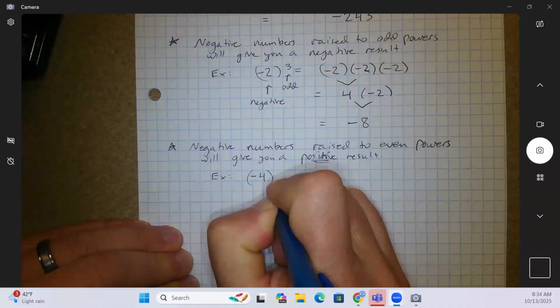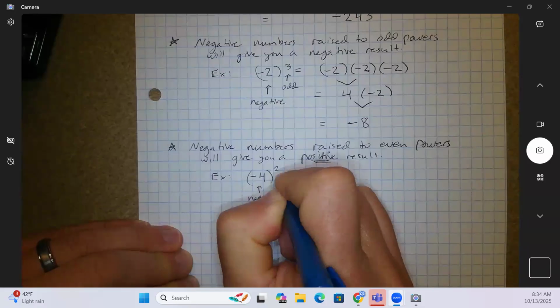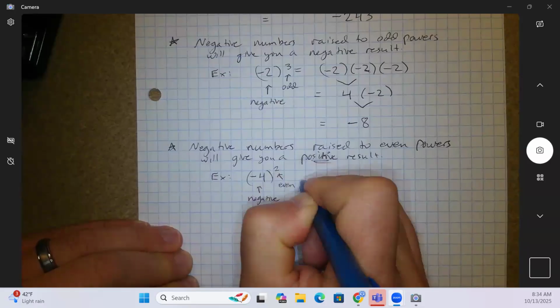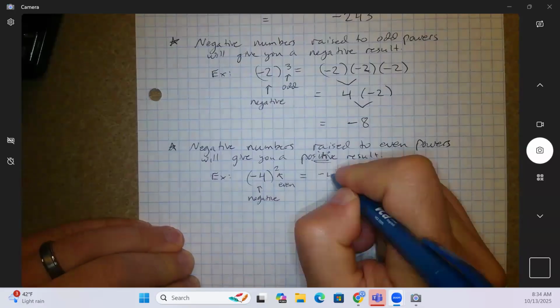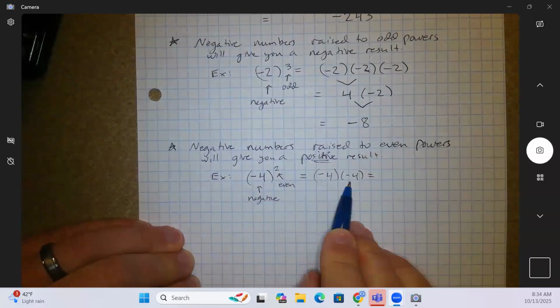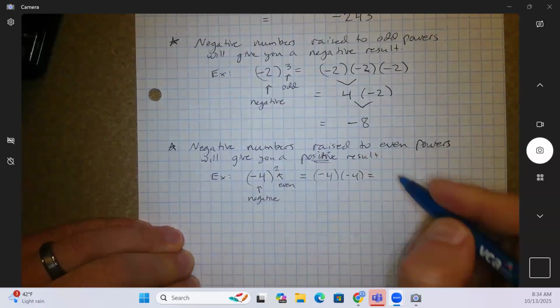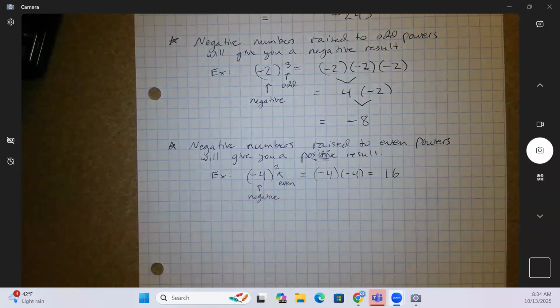-4, okay, that's negative. But I'm gonna square it, which is an even power. That's -4 times -4. A negative times a negative is a positive, so it's positive 16.